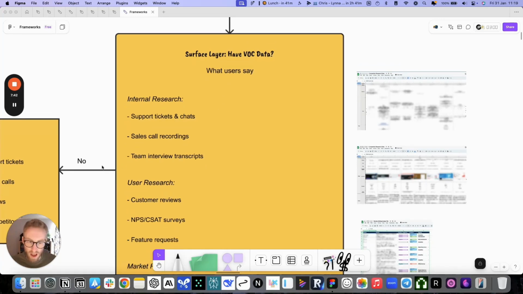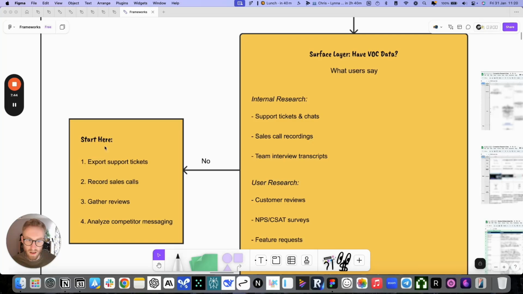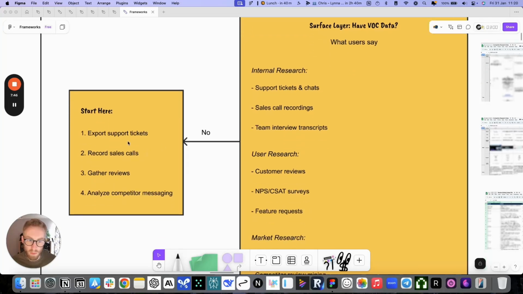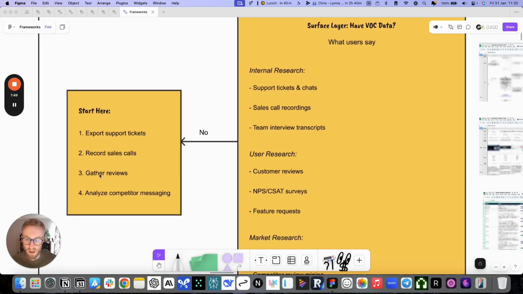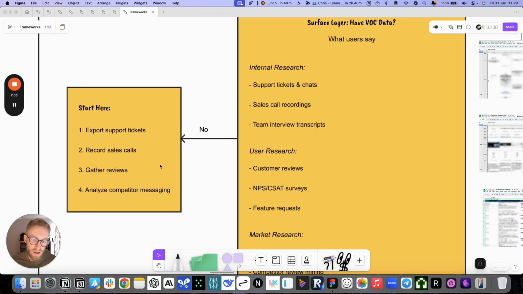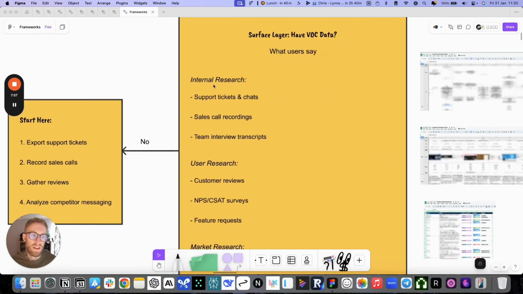If you don't have this research, then the first step should be to extract support tickets, recall sales calls, gather reviews, and analyze competitor messaging. These are the first steps that you should take to actually get this layer in place so that you can move on to the next stage. What does this look like?